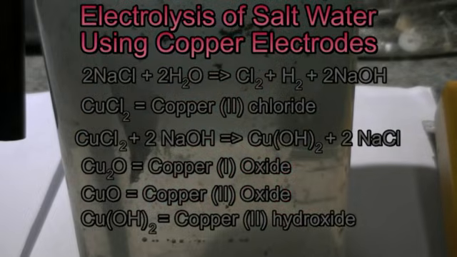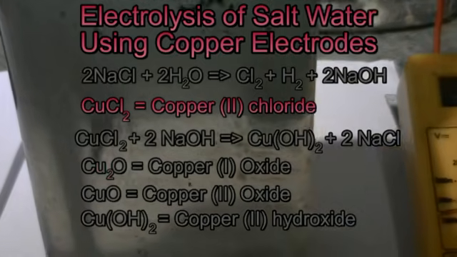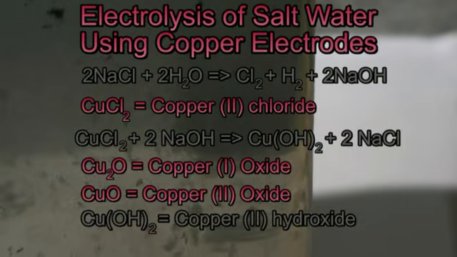Given the number of chemical reactions that could be taking place in this electrolysis setup, it is likely that we're going to produce a number of compounds. This may include copper chloride, copper oxide in the form of copper(I) oxide or possibly copper(II) oxide, and the formation of copper hydroxide.